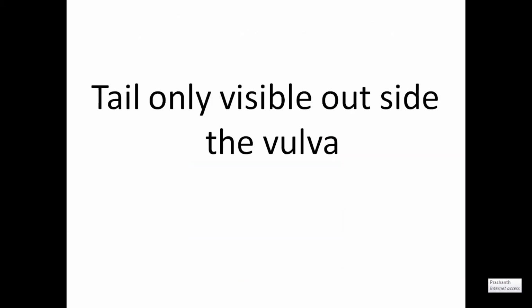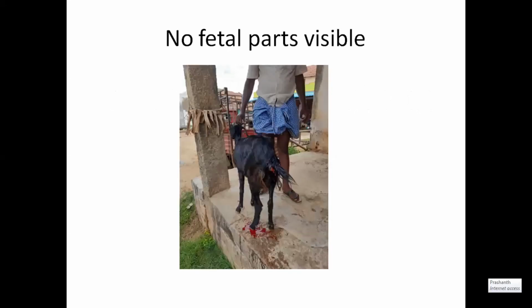If it is not possible to push it inside, if there is no space at all and it is completely dry, we can pass a small pipe into the uterus and lubricate it. After that, we can try it once. If it is not possible, then we can go for the cesarean. I will explain the cesarean in the next slides.